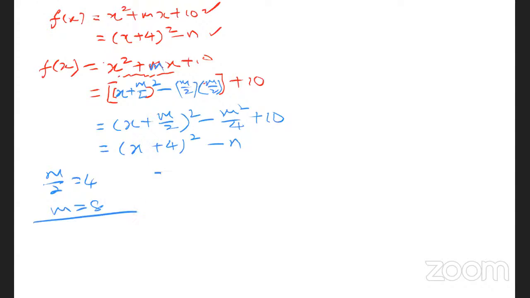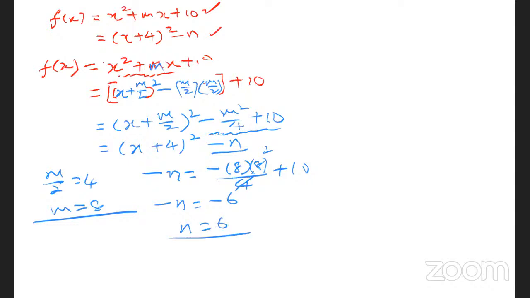And then minus this one. Minus n equals to minus 8 squared over 4 plus 10. So minus n equals to negative 6. Therefore, n equals to 6. Are you okay now? This one, they are testing you the complete perfect procedure.